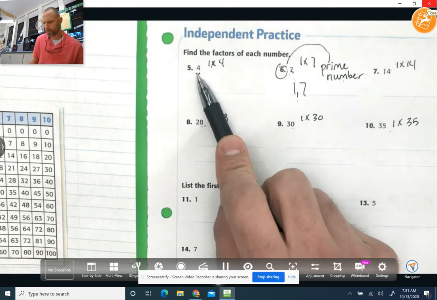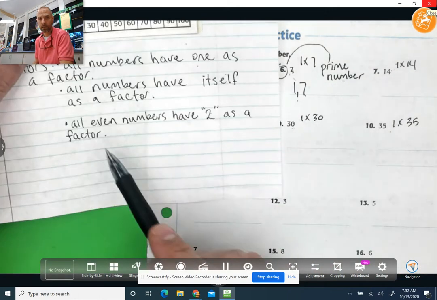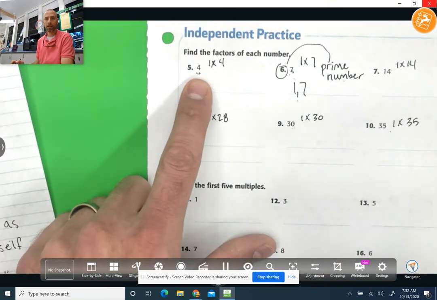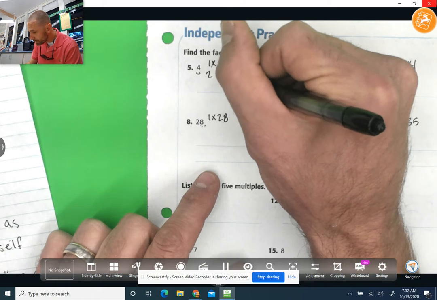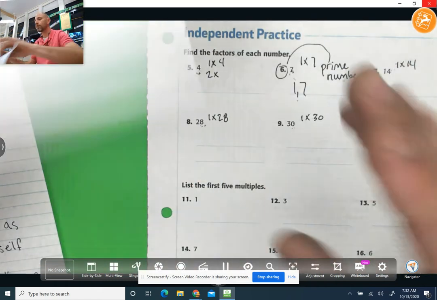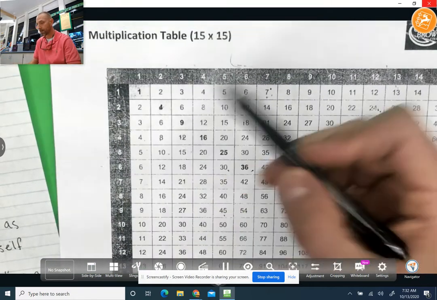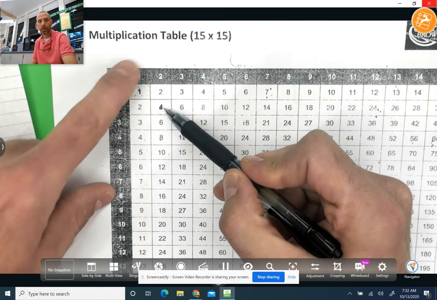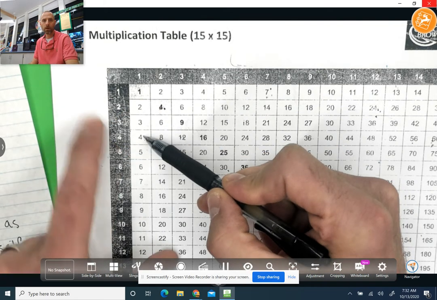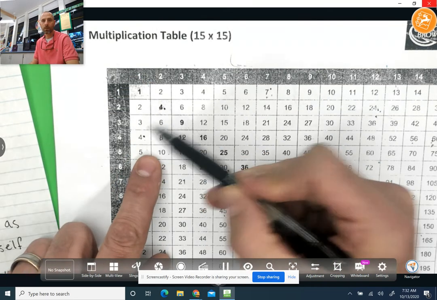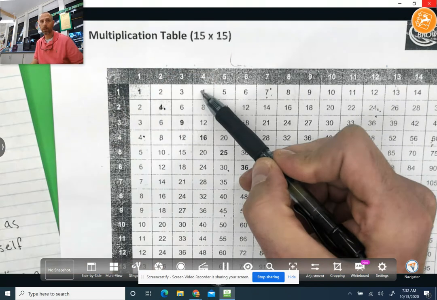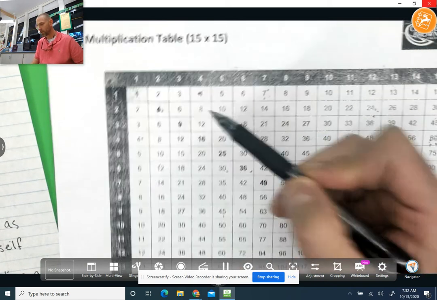We have 2 factors for each of these numbers. Back to the even number. If all even numbers have 2 as a factor and 4 is an even number, well, 2 times what equals 4? I have a multiplication table for that. Find 4. 2 times 2 equals 4. There's another 4 right there. 4 times 1 equals 4. Oh, there's another one. 4 times 1, right? Or 1 times 4. Okay. So you got your 4's in there.